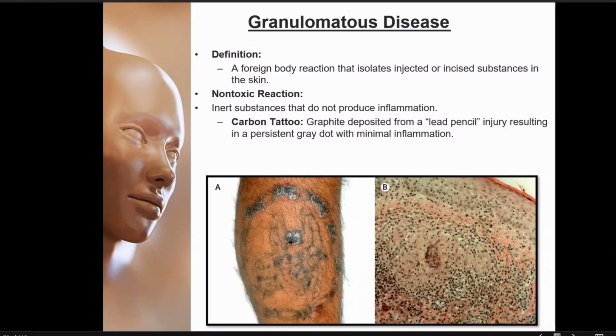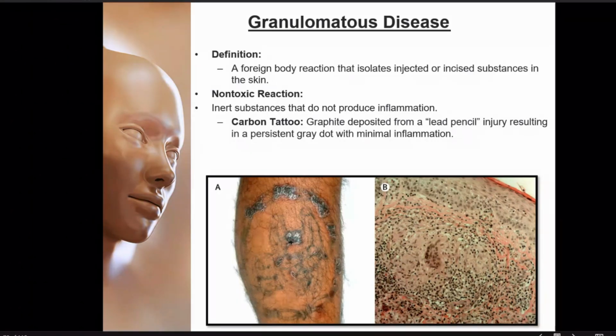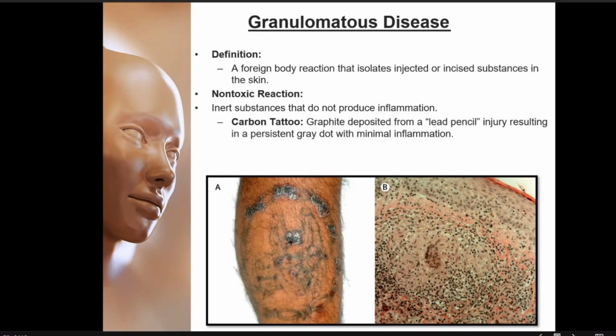Granulomatous disease is the next disease of the skin. It is a foreign body reaction that isolates the injected or inside substance in the skin. There are two types. The non-toxic reaction is from an inert substance that does not produce inflammation. So this is the carbon tattoo. This is the image of the carbon tattoo.